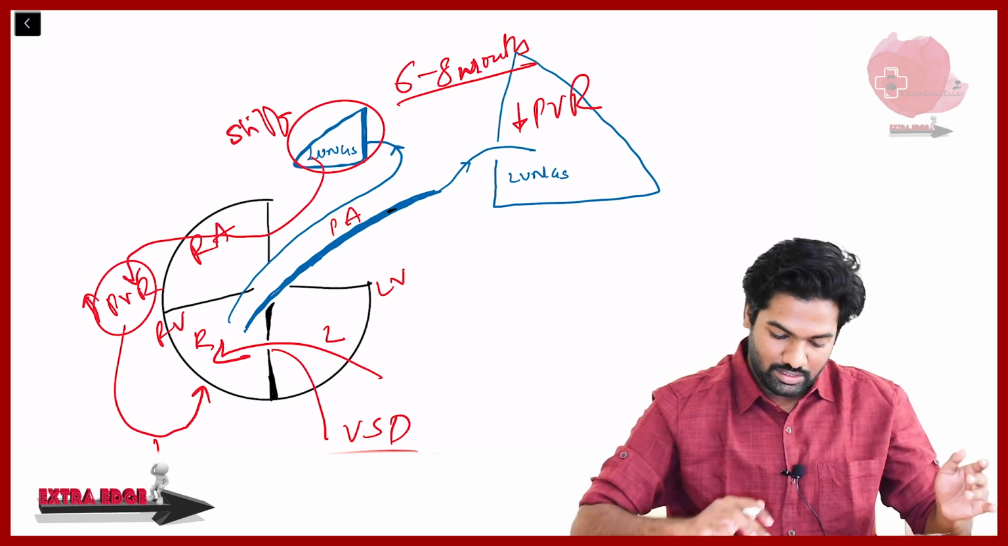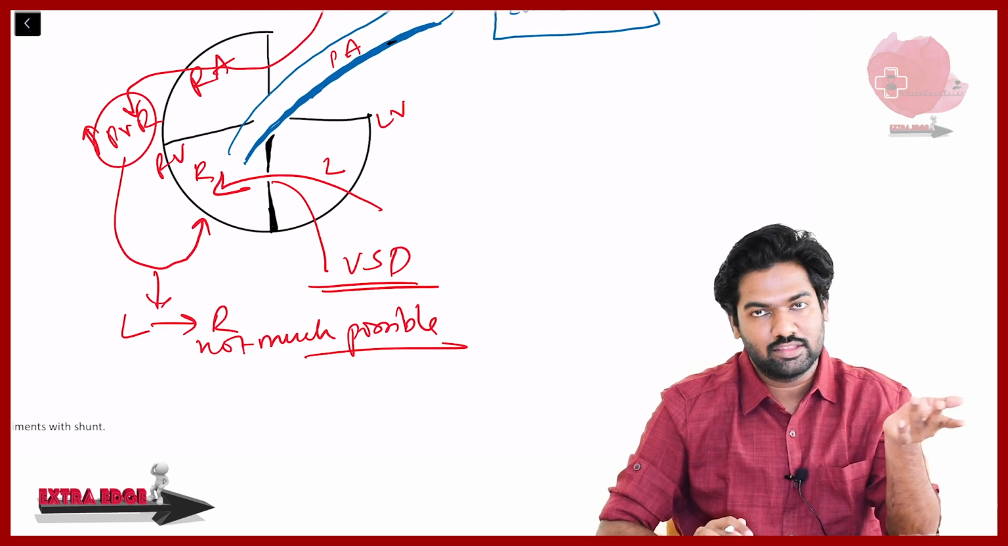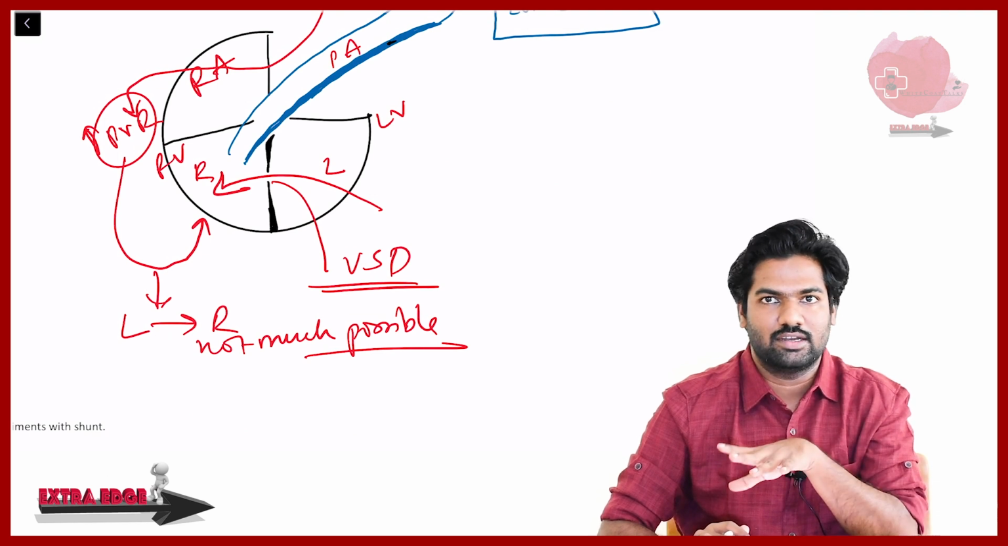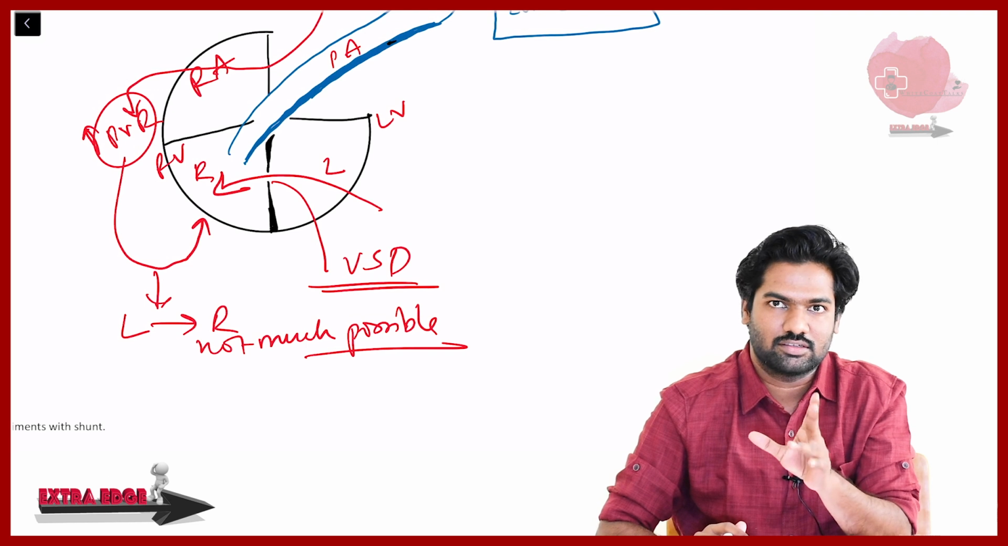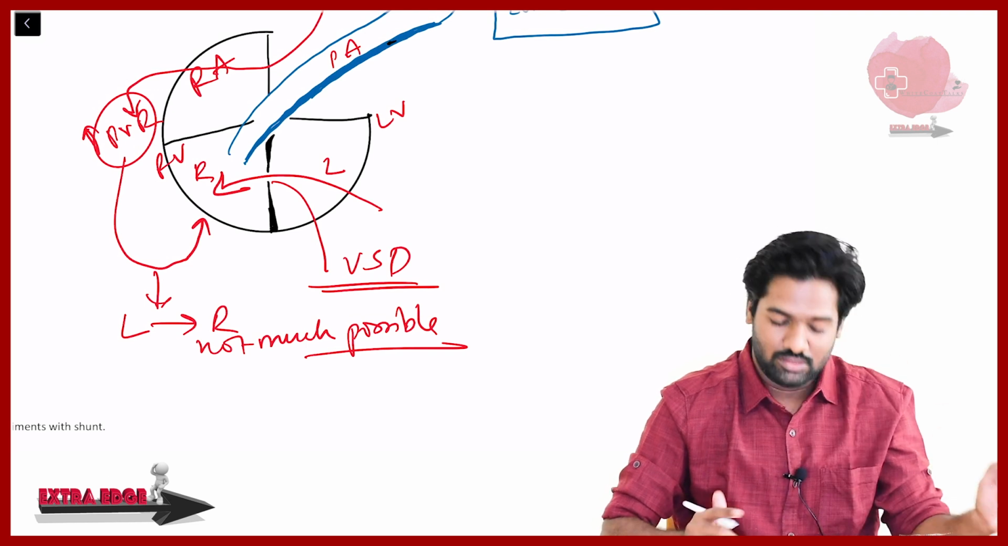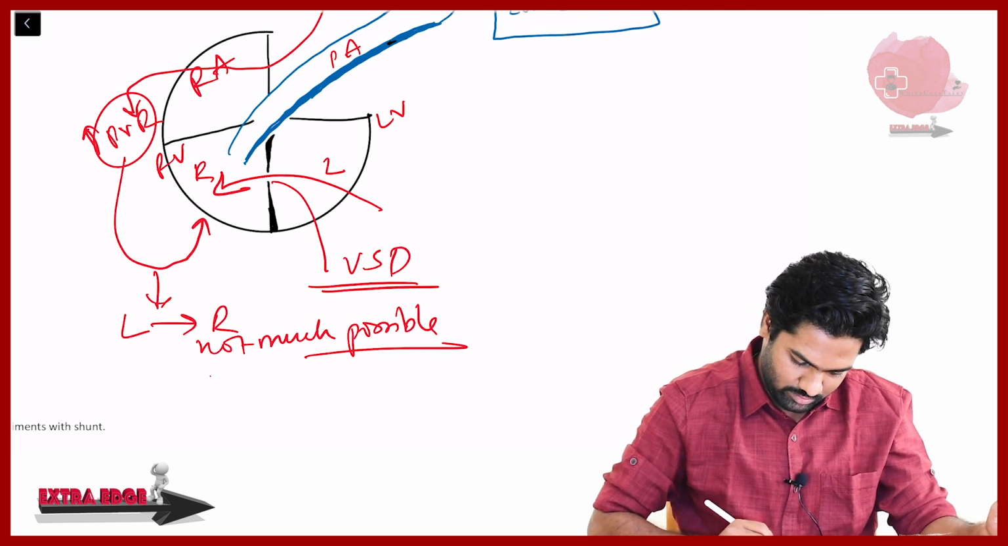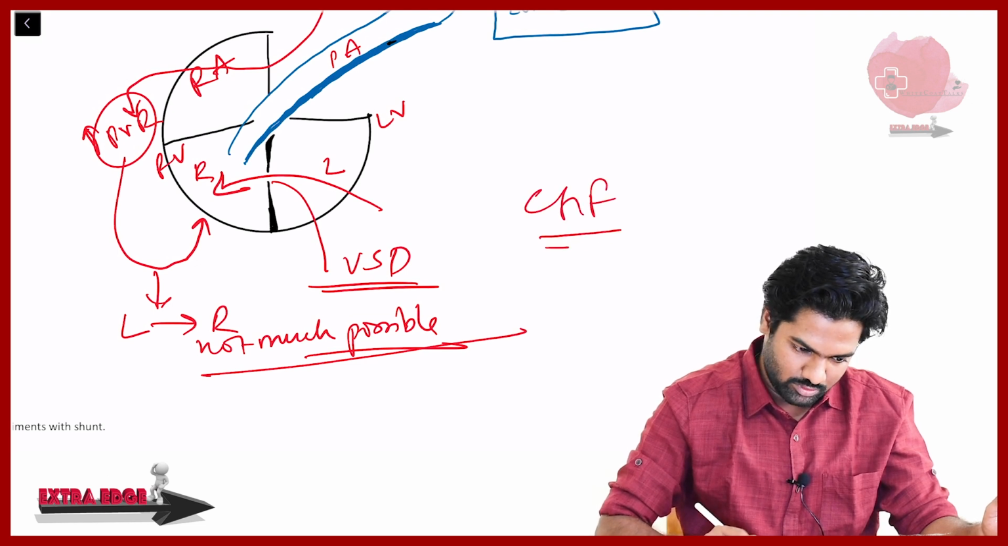OPDs. And this also could be the reason why they might come to us directly after some 6 to 8 months with congestive heart failure. So after some 6 to 8 months CHF might be possible.